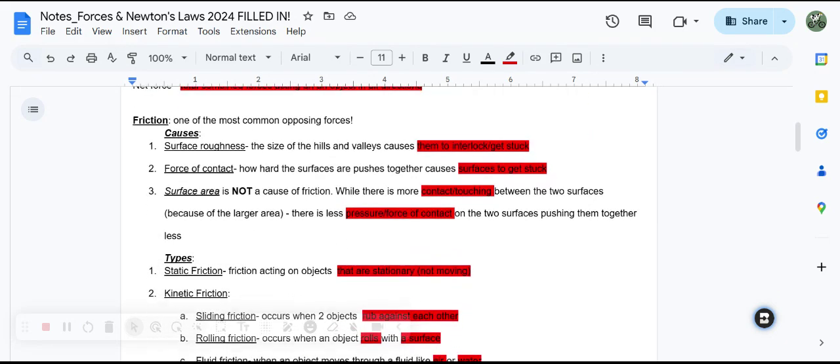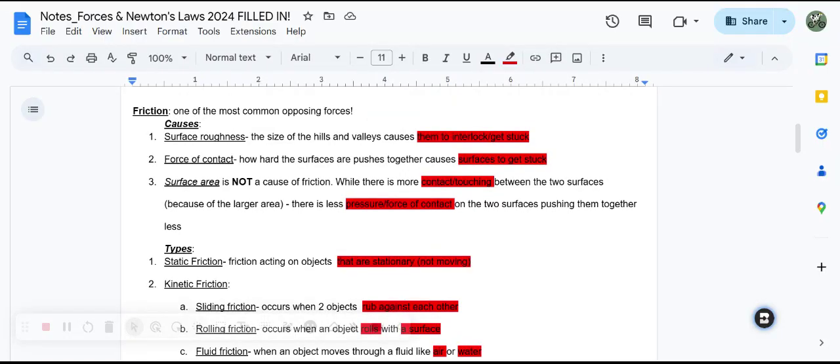Friction is a force that we're all very familiar with. It's one of the most common opposing forces. There are two main causes of friction. One is surface roughness, and the other is force of contact. Surface roughness is how rough the surface is, right? It's the size of the microscopic hills and valleys of any surface. And the bigger those hills and valleys, the bigger those bumps, they will interlock more often.